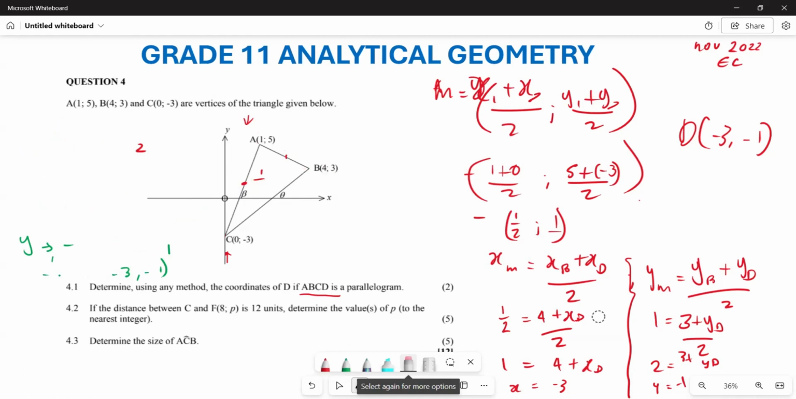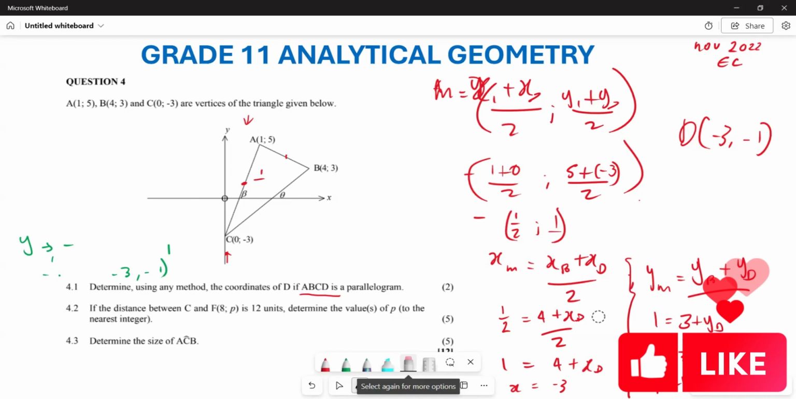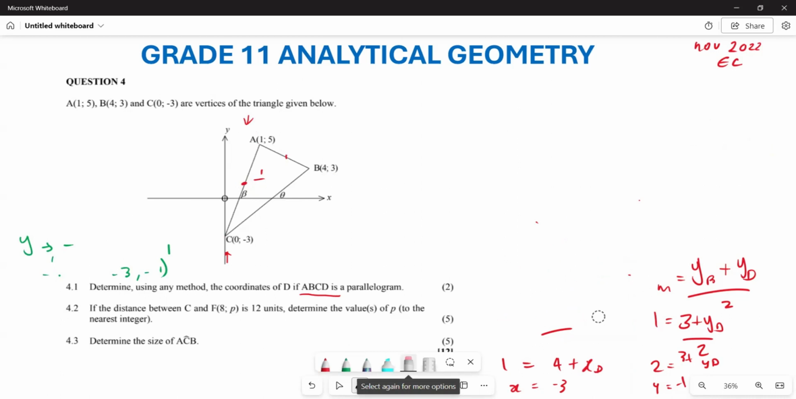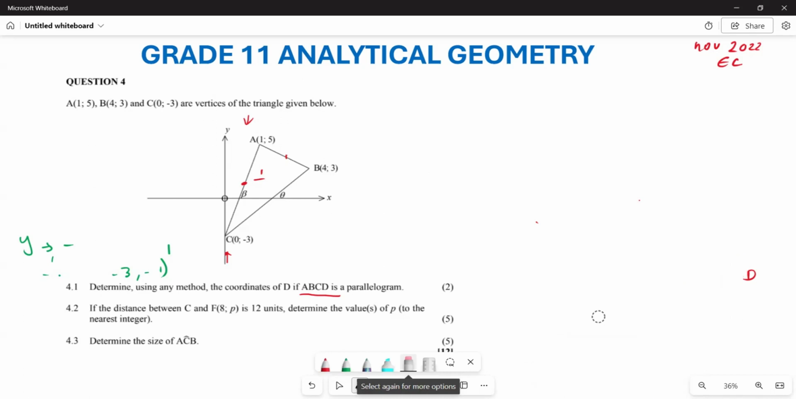Now they're saying the distance between C and F is 12 units, right? Now we are not sure what your F is, but they are saying the distance is 12 units. Determine the value of p to the nearest integer, right?